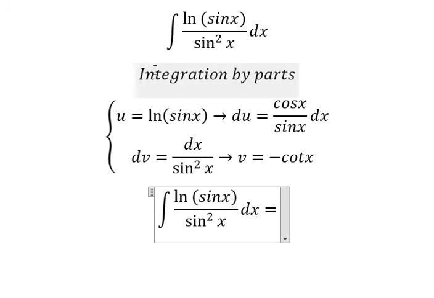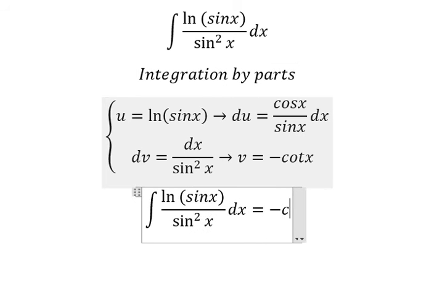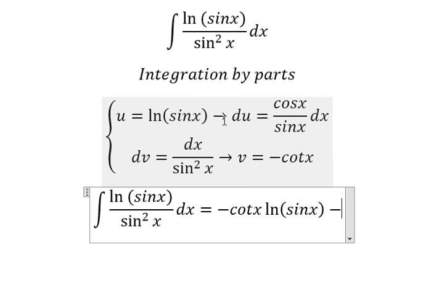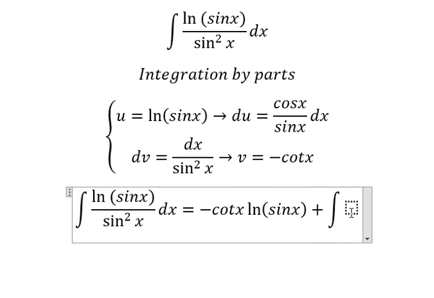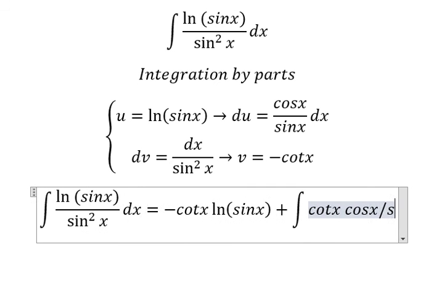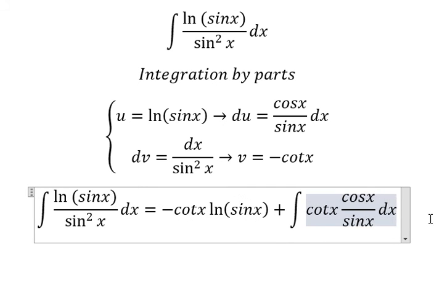So we have u multiplied by v, minus the integral of v du. So we have negative and negative, which gives positive, and now we have the integration of cotangent x multiplied by cosine x over sin x dx.